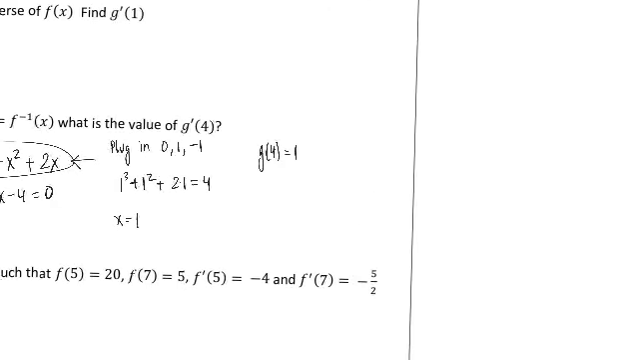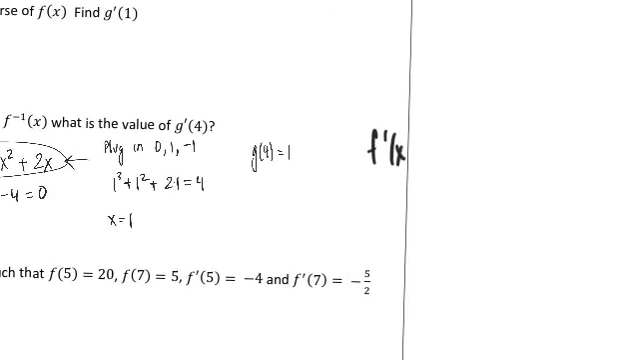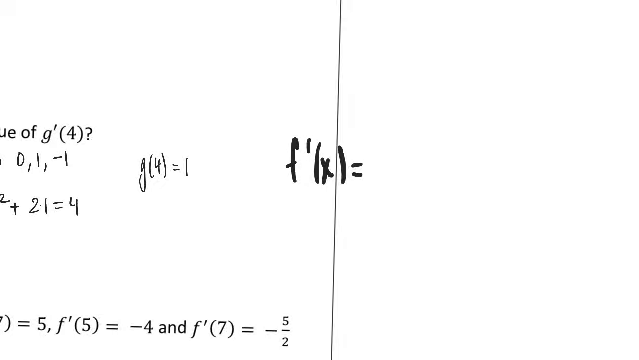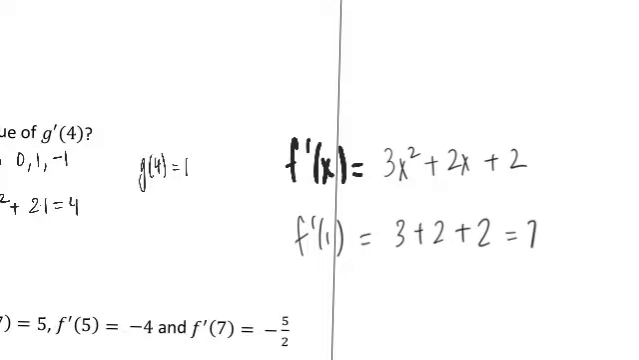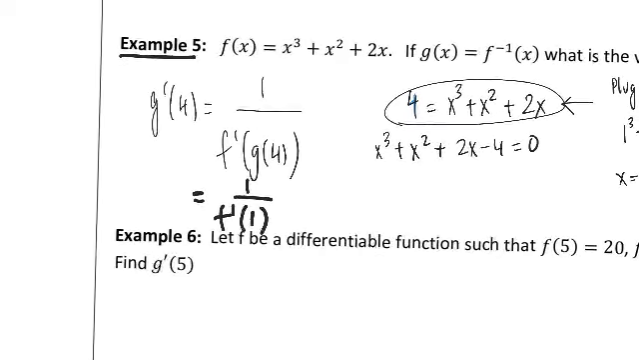To get f prime of 1, you first find f prime of x, which is 3x squared plus 2x plus 2, and then you put in 1. So f prime of 1 is 3 plus 2 plus 2, which is 7. And so my final answer will be 1 over 7.